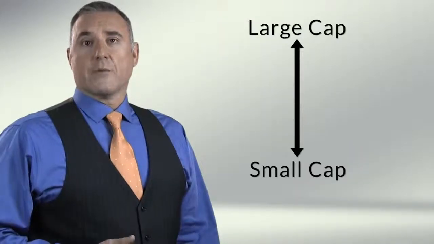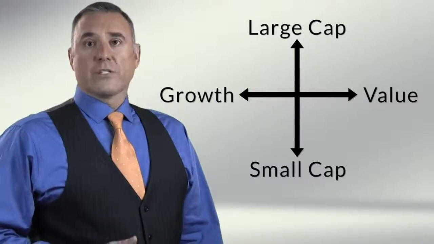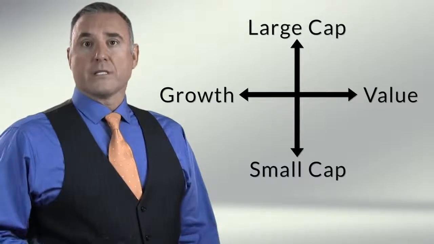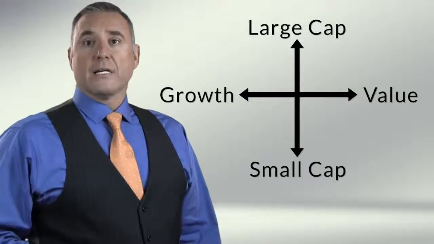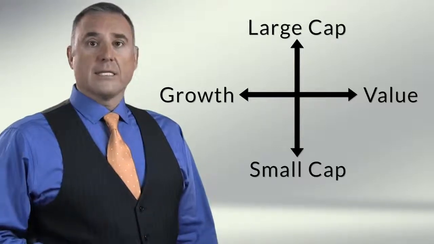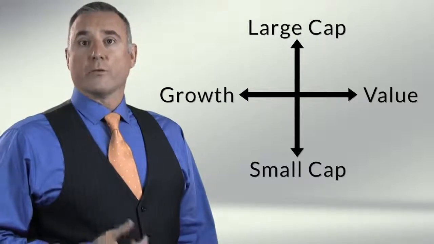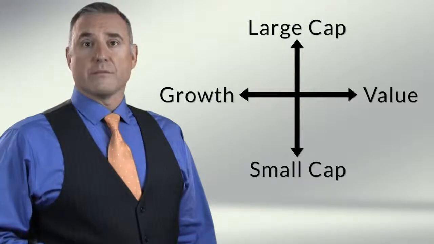In addition to measuring companies by their size, you can also measure companies by a second characteristic, the value of their stock price. In this case, a company can either be a growth stock or a value stock. A growth stock has a higher stock price because the company has growing earnings and investors are willing to pay more for the stock. Whereas a value stock tends to have a lower stock price, meaning it's undervalued, which is why they're referred to as value companies.